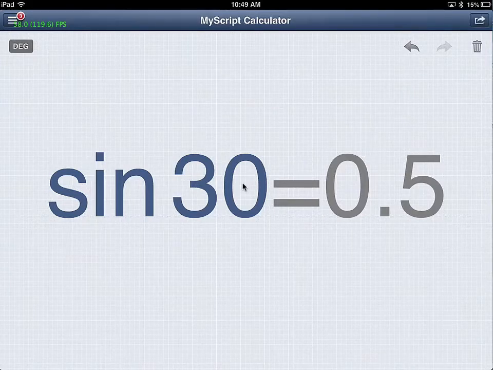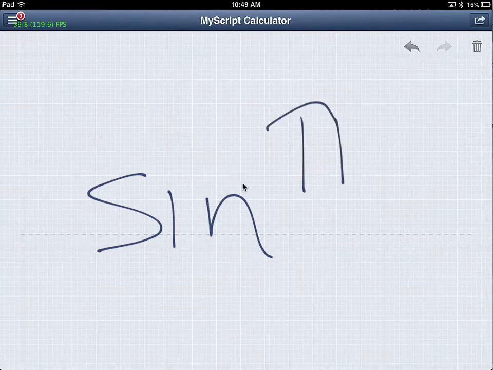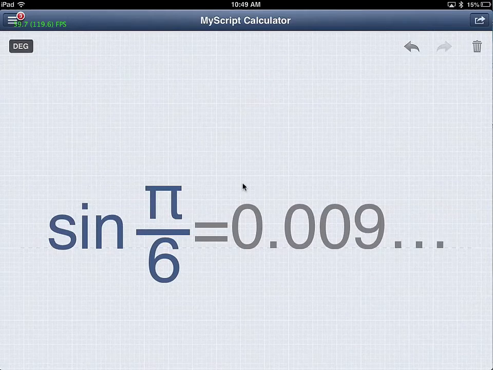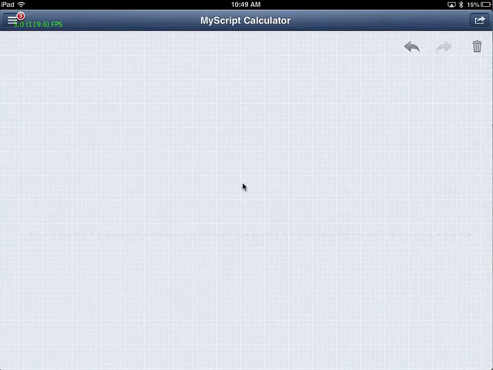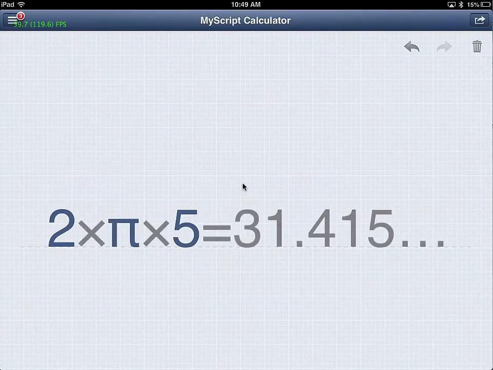By the way, speaking of radians, if you wanted to work in radians, you could actually ask it to find the sine of pi over 6, which in radians is the same thing as 30 degrees. And once again, I hit the button, switched it to radians, and I got sine of pi over 6 is equal to 0.5. It also, interestingly enough, if you're finding the circumference of a circle, we could take 2 times pi times 5, and it would calculate that out using a radius of 5.